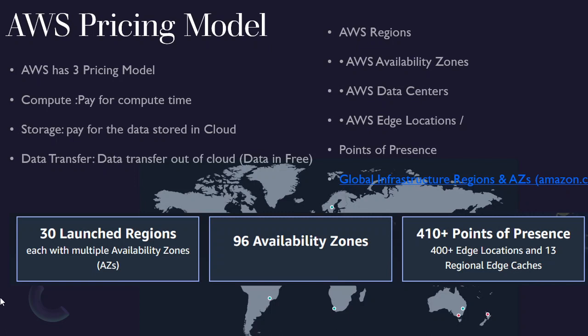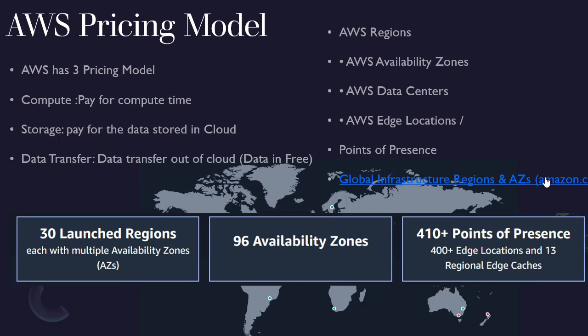So 30 launched regions, each with multiple availability zones. You can have a minimum of 2 availability zones up to a maximum of 6. So totally AWS has 96 availability zones and 400 plus edge locations or points of presence.